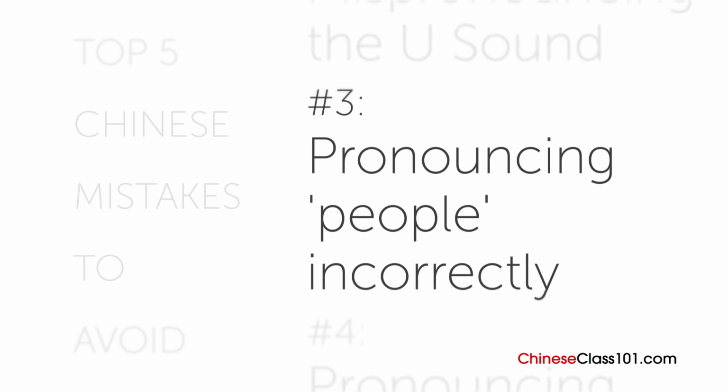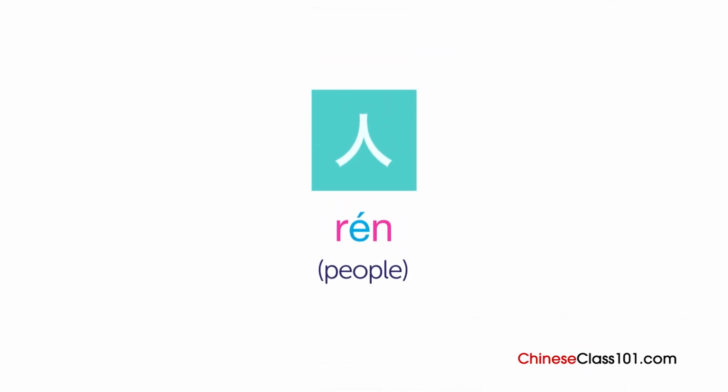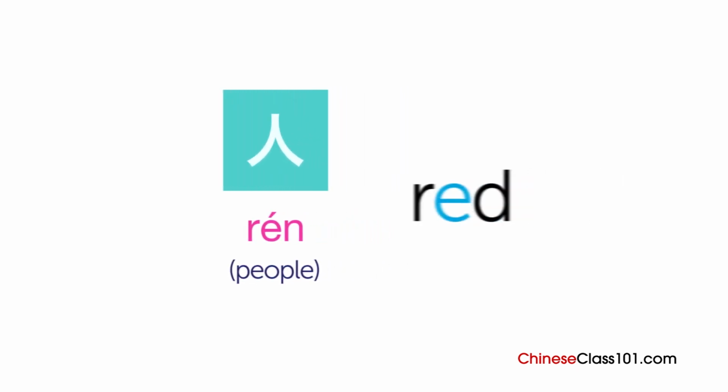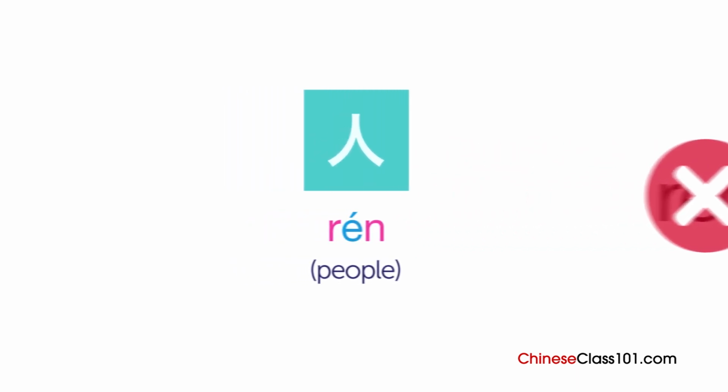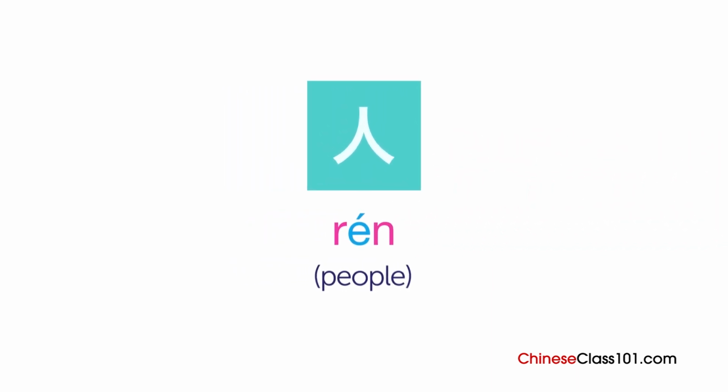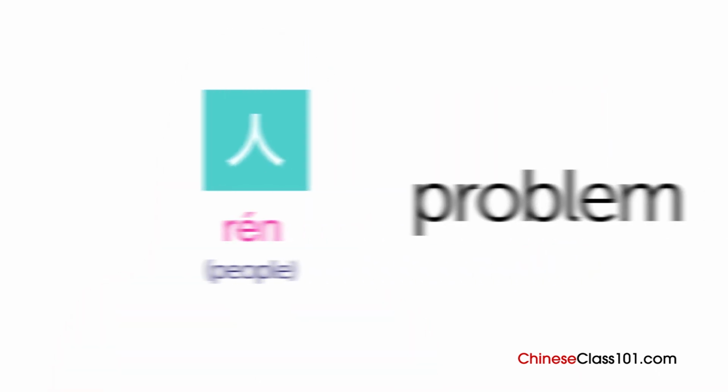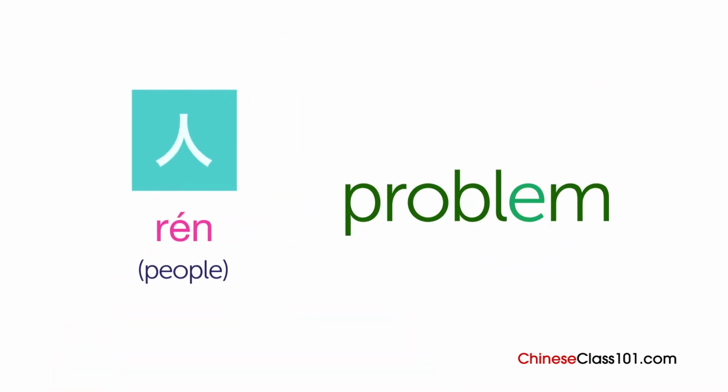Number 3. Pronouncing people incorrectly. Many people tend to mispronounce the E sound in the word people. They commonly substitute it for the English E, as in red. This is incorrect. The Chinese E sounds more like an ugh sound. 人. It's identical to the E sound at the end of the word problem.